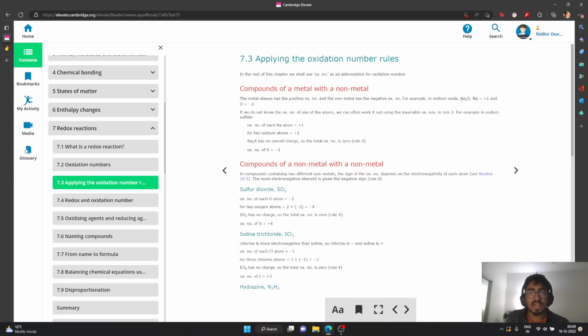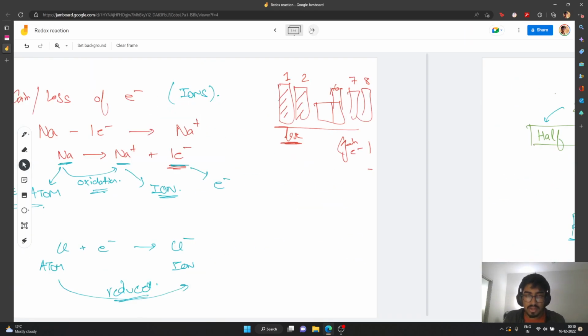So let's look at this one, Na2O, right? We know Na2O here. What are the oxidation numbers of Na and O? Let's try to do that.